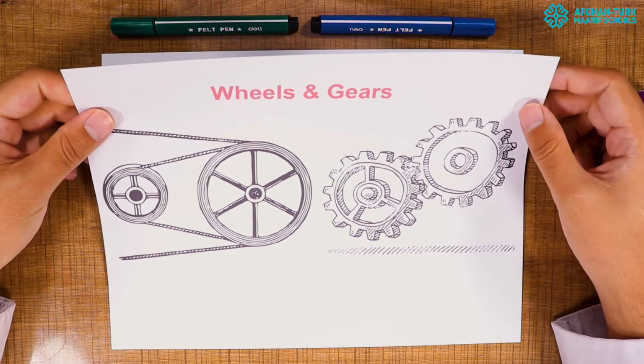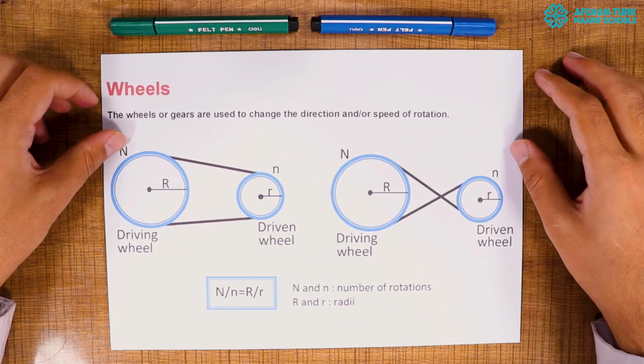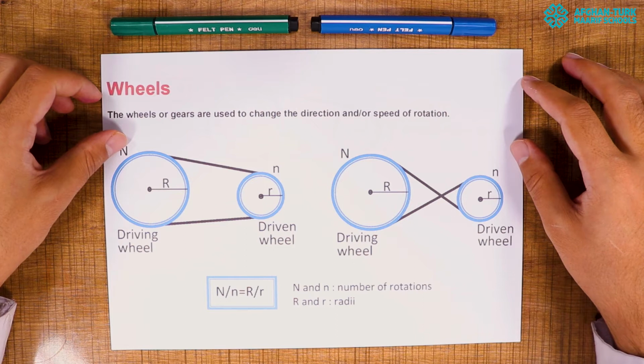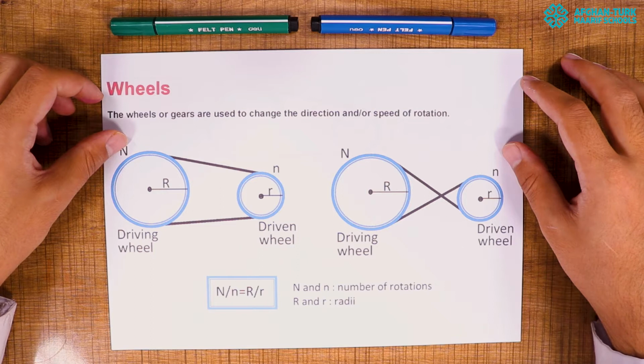Before beginning the wheels and gears, let me tell you this. In order to gain mechanical advantage, the power is always given into the smallest wheel or smallest gear, which is called the driver. And the power is transmitted into the bigger wheel through a strap, or through teeth in gears, so that we call that the driven or load. So let's start with wheels.